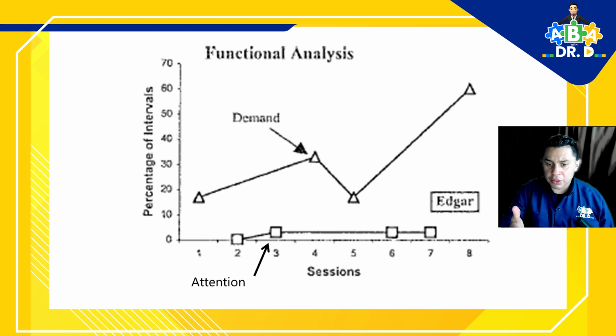Your demand would be the highest, with the highest percentage in this situation, or rate if you're doing rate, but you'll notice a difference. You'll see a significant difference between that particular condition and the rest. So this is just a very basic example of a functional analysis graph that you would analyze after. In this particular scenario, they did four different sessions for the demand condition, where they're able to confirm that demand was the main maintaining function for this particular behavior for this individual, Edgar.